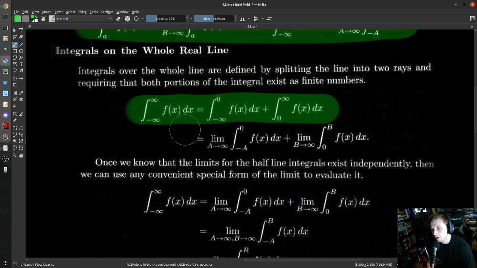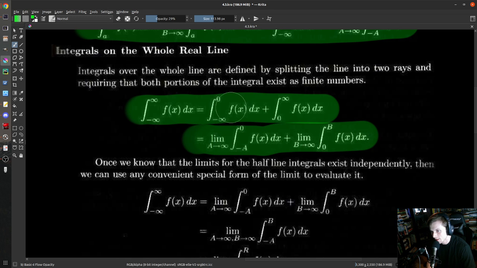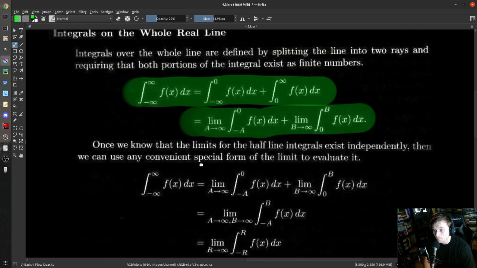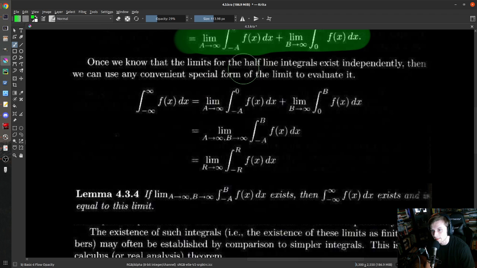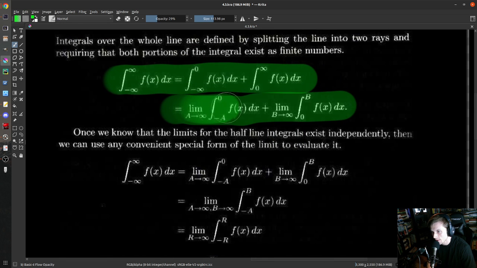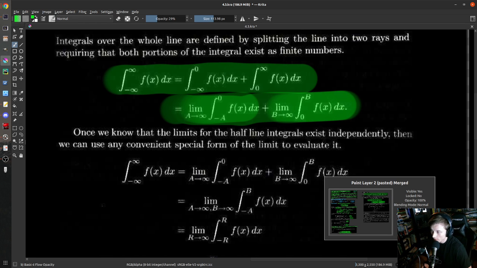Fair enough. Now, once again, you can just replace those with the limits that define them, and then you have a sum of two limits. All right, so once you know that these guys exist independently, then you can use a special convenient form of the limit to evaluate it quite often. That is, instead of doing this limit right here and then this limit right here by themselves, you can do them both at once in a single limit.